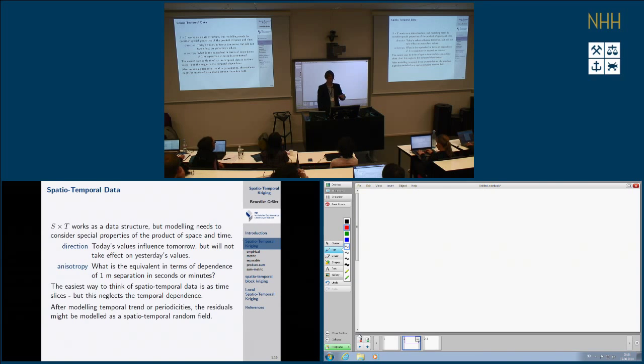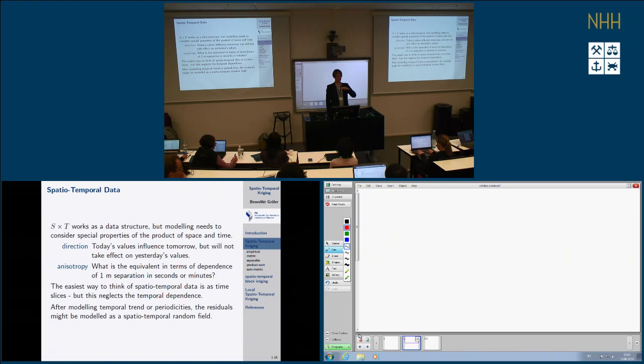The easiest way to think of it is just time slices. Like take a satellite image once a month and put them all on top of each other, and then you get a space-time cube. Or you have continuous time series like daily values at several locations, so we get a time slice for every day.